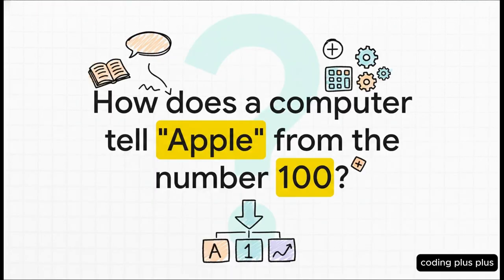So, have you ever wondered, how does a computer know that apple, the word, is totally different from 100, a number you can do math with? Well, the secret sauce is data types. Python uses these categories to figure out exactly what kind of information it's dealing with.